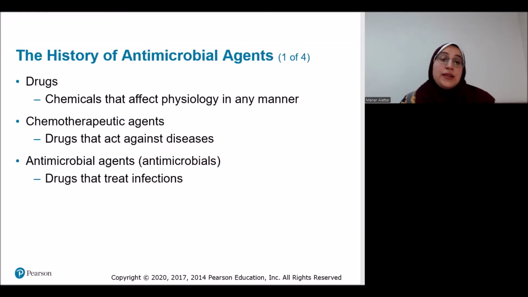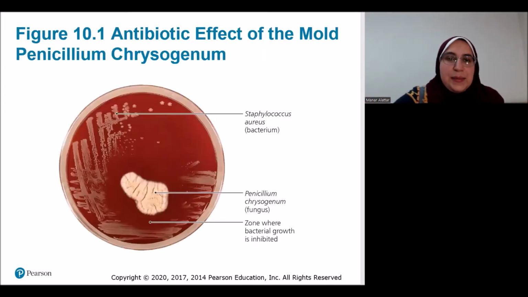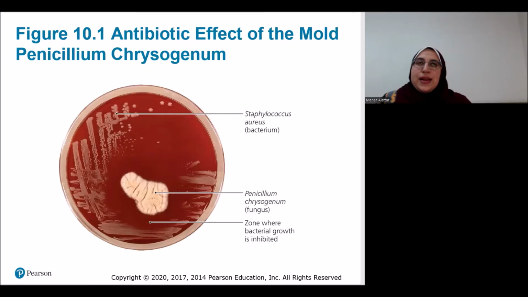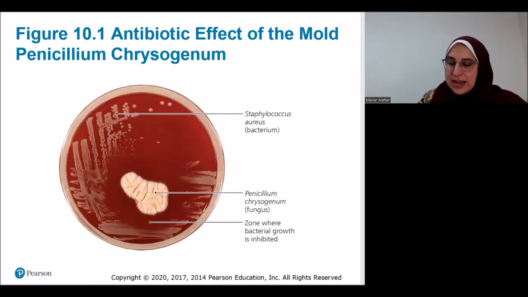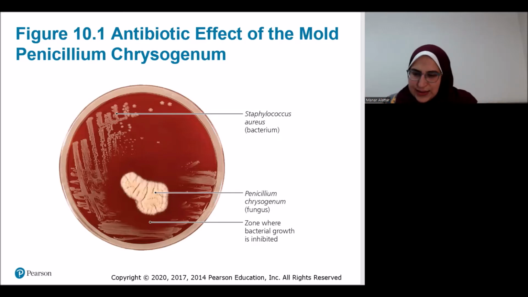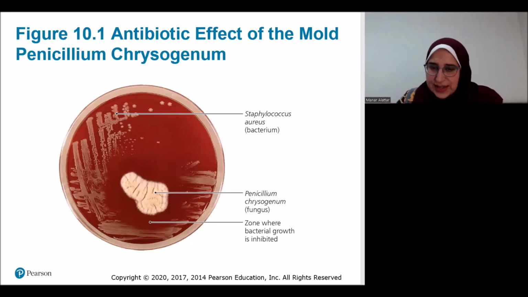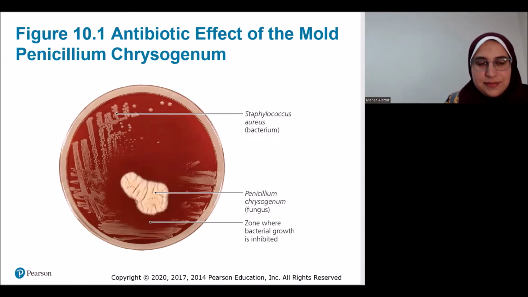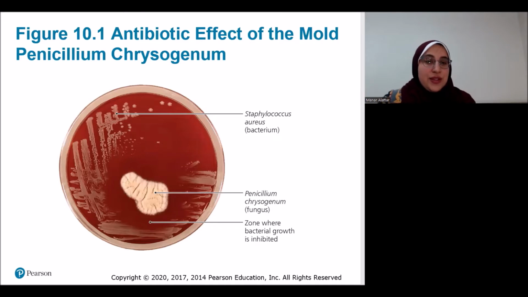Okay, so we've talked a little bit about antibiotics when we talked about the history of microbiology, right? And specifically penicillin. So Alexander Fleming was looking at his plates that he was growing microorganisms on, and he noticed that there was this fungus, and around the fungus, there were no bacteria growing. We call this a zone of inhibition.